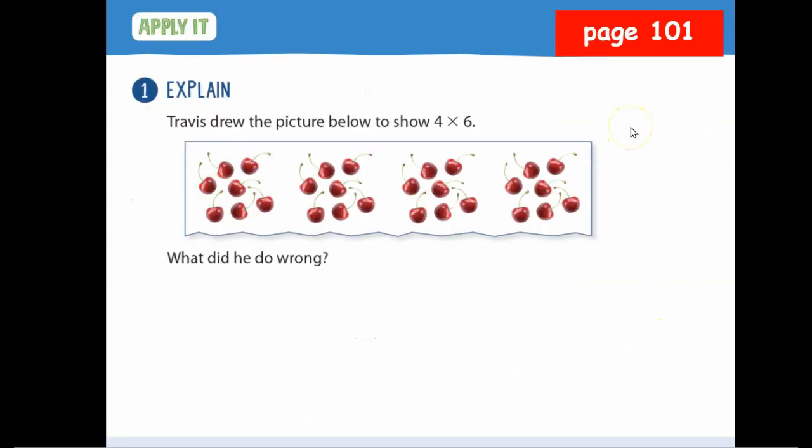All right, it says Travis drew the pictures below to show 4 times 6. What did he do wrong? Look at it. Okay. All right. Somebody tell me, what did he do wrong? Rami? Okay. So he added by 7s. Okay, what else? Scarlett?